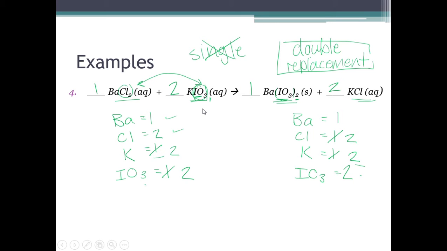So this is 1 mole of barium chloride reacts with 2 moles of potassium iodate to produce 1 mole of barium iodate and 2 moles of potassium chloride in a double replacement reaction. Always good to practice using your words.